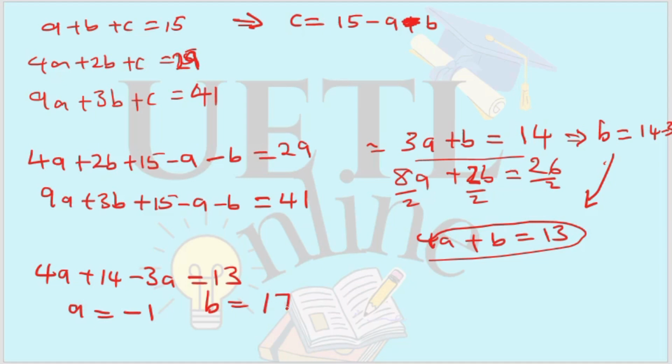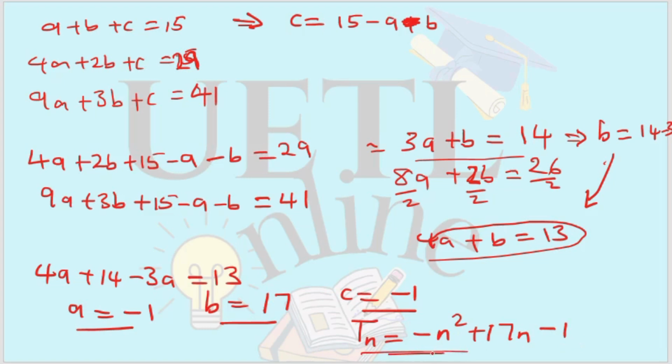Then if we put A and B here, we get our C as, let's substitute 17 for B and minus 1 for A. It's 15 minus 17, which is minus 2. Minus 2 plus 1, we get minus 1. So this will be our answer for this one. Just back substitution. So this means that our Tn is equal to minus n squared plus 17n minus 1.